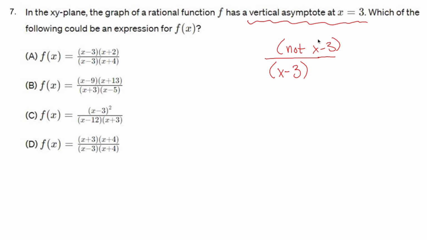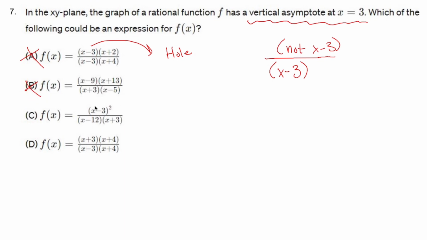If there was an x minus 3 living in the numerator like this guy, that creates a hole. So I don't want you, no. If I have, let me see, x minus 3, you're x plus 3. Oh, you're the opposite of what I want, so not you. You're x plus 3, you're x minus 12.